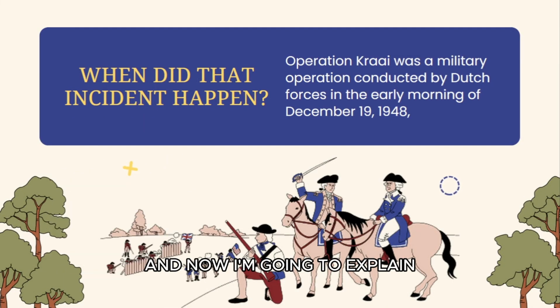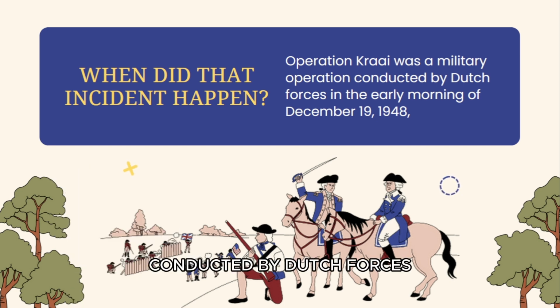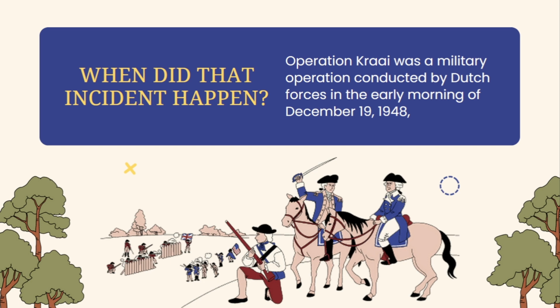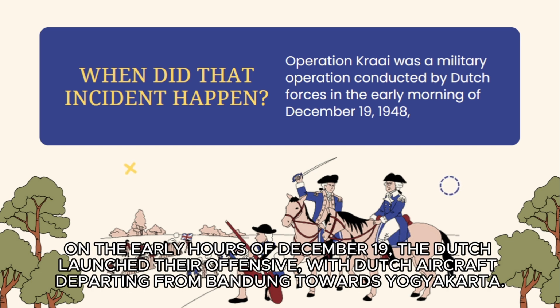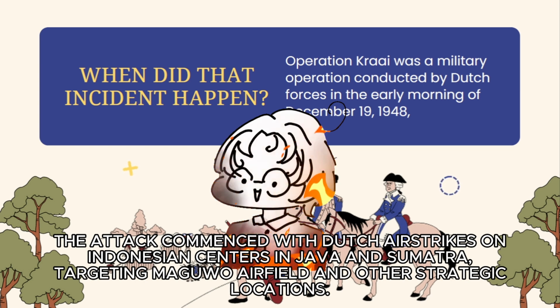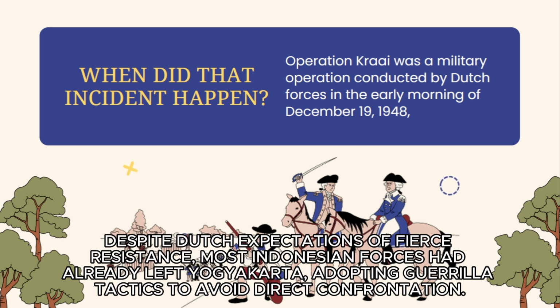Thank you, Bruce. And now I'm going to explain when that incident happened. Operation Kraai was a military operation conducted by Dutch forces in the early morning of December 19, 1948, and it lasted until January 5th, 1949. In the early hours of December 19, the Dutch launched their offensive with Dutch aircraft departing from Bandung towards Yogyakarta. Dutch High Commissioner Beel announced the Dutch withdrawal from the Renville Agreement. The attack commenced with Dutch airstrikes on Indonesian centers in Java and Sumatra, targeting Maguwo Airfield and other strategic locations. Dutch paratroopers landed at Maguwo Airfield, encountering minimal resistance and quickly securing it. Despite the Dutch expectation of fierce resistance, most Indonesian forces had already left Yogyakarta, adopting guerrilla tactics to avoid direct confrontation.